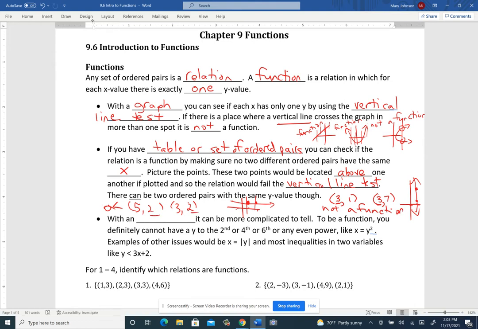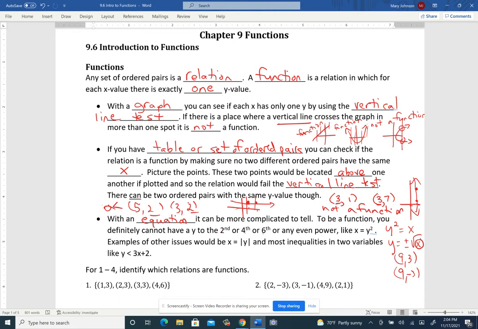All right, with an equation, it can be kind of complicated to tell until you get more experience. You definitely can't have y being raised to the second, the fourth, or any even power, like x equals y squared. If you did have x equals y squared, then y squared would equal x. If you tried to solve for y, you'd have to square root both sides, and there'd be two square roots, both the positive and the negative. So for a particular x, like say 9, you would have two y's matched up with it. Like 9, 3 would work, and 9, negative 3. You'd have two y's matched up for a particular x.